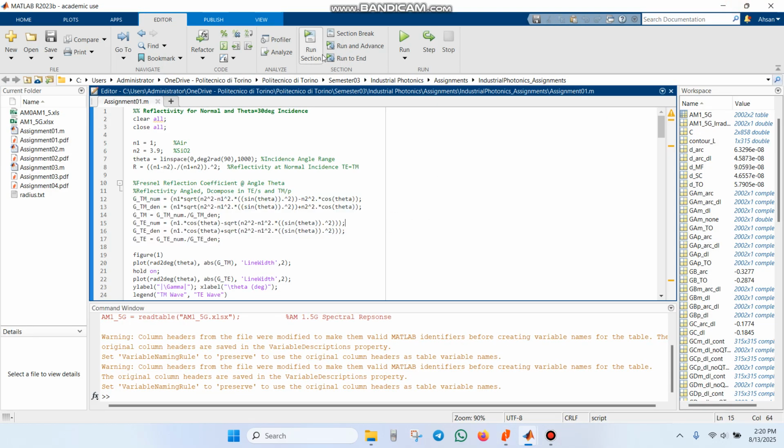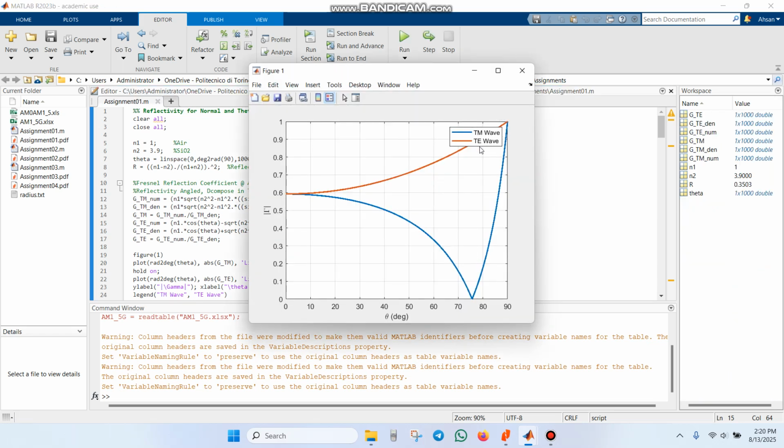Right? And if we run this particular section, you can see right here the plot that we saw earlier. As we continue to increase the angle of incidence, the reflectivity for both the S wave as well as the P wave would tend to increase.